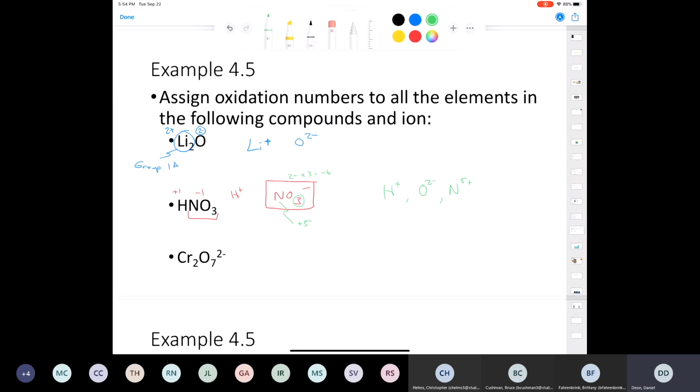I'm going to save the last one, which is the dicarbonate ion, for our next lecture, and you can try it before then. I would highly recommend it.